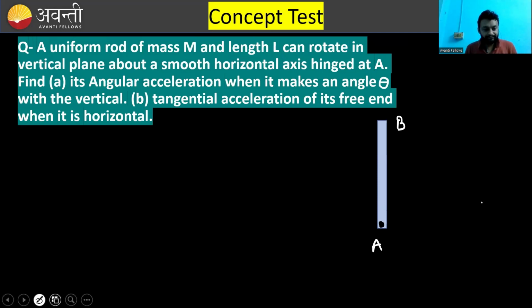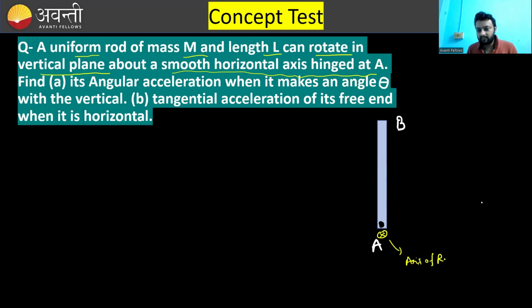A uniform rod of mass m and length L can rotate in the vertical plane about a smooth horizontal axis hinged at A. That means the axis is again at A. So this is our axis of rotation, which is in the Z direction. Now, find its angular acceleration when it makes an angle theta with the vertical.